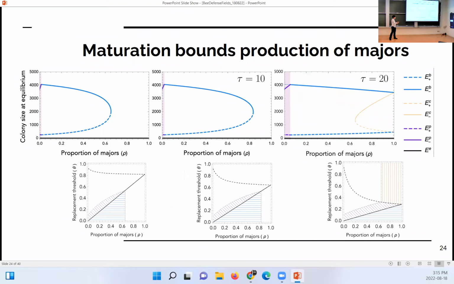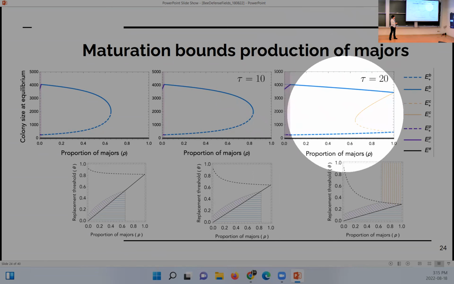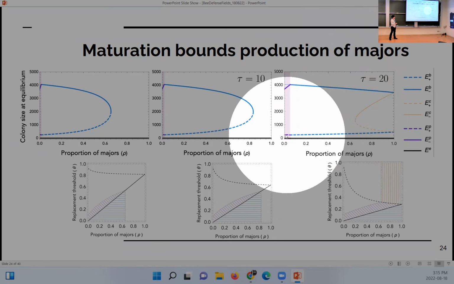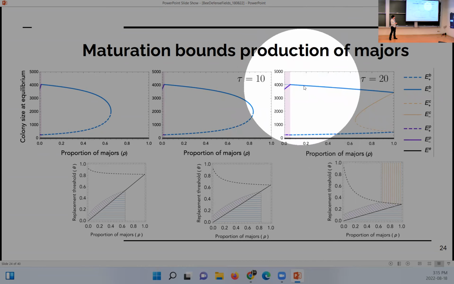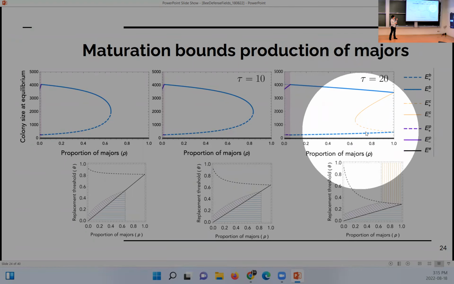So if I have this maturation time, which is about 20 days, and that's actually what bees kind of take to mature into guards, then this is the colony size for different proportions of majors. And as I said, it's usually a small proportion, so it's somewhere like here. And the colony size would be decreasing if I were to increase the proportion of majors. And here you see this is the crisis equilibrium, and it's a virtual equilibrium, so it will not really be reached, but it only has its existence condition satisfied after this point.